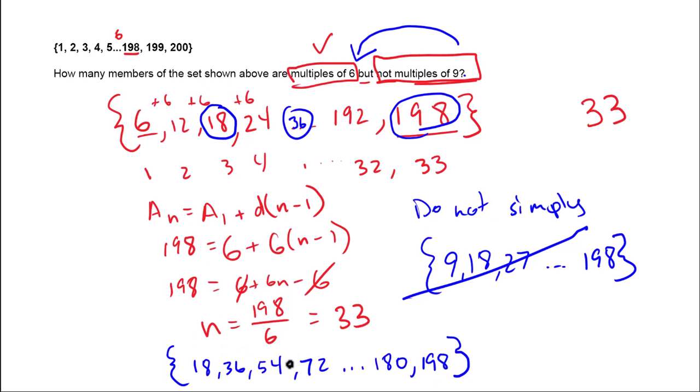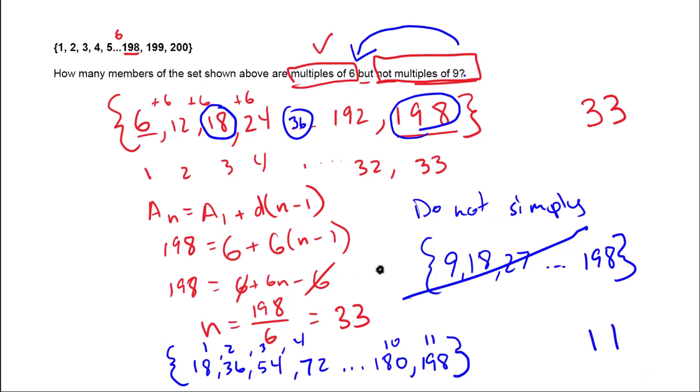And again, I do the same thing. I could divide by 18 and that will give me the number. So that's 1, 2, 3, 4, that's 10 and 11. So I can see there are 11 elements in this set.